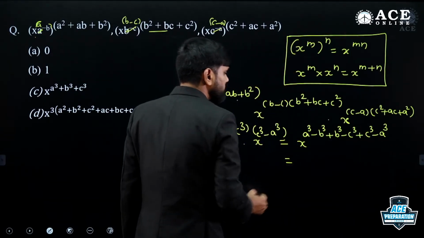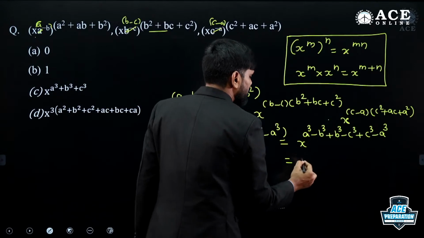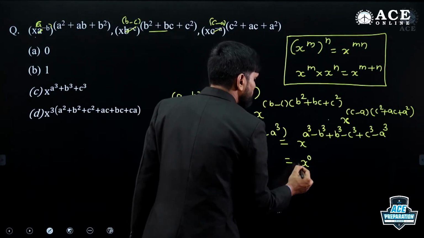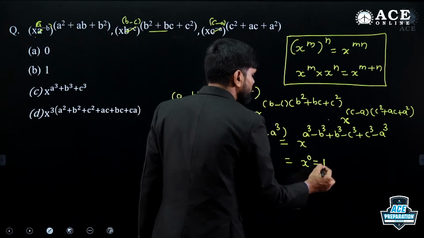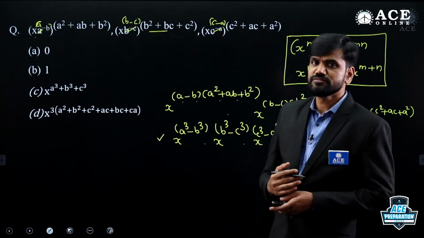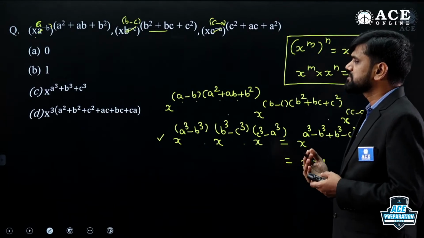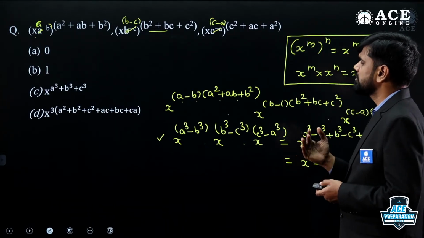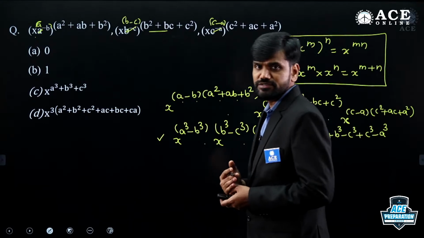This will give you how much, dear? All of them will get cancelled. You are left with 0 at the top. So x to the power of 0 is equal to how much? 1. Right? It involves a little bit of process and some application of the formula that we have already learnt.